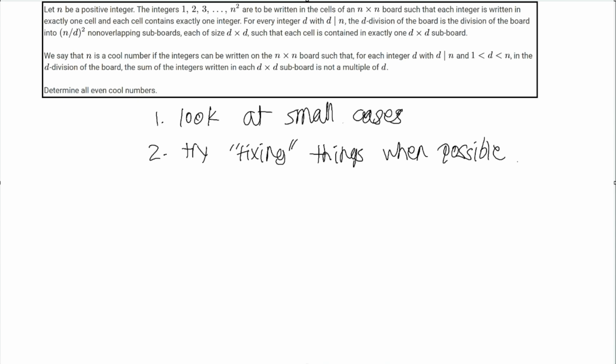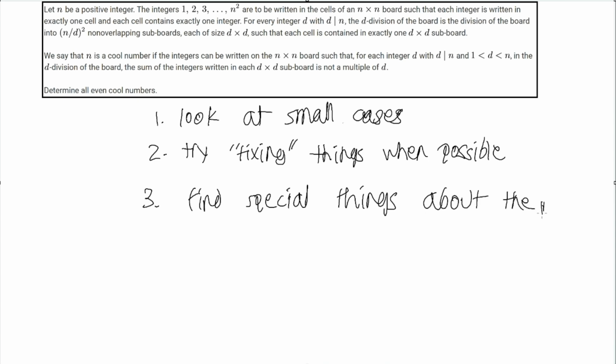And now we just needed to show that other non-powers of 2 did not work, which brings us to our third point, which is to find special things about the n that work. Because by looking at special properties of powers of 2, we were able to motivate the main idea that proved that n that were not powers of 2 did not work. So those are the 3 main takeaways from this problem, and using those we were able to crack this open.